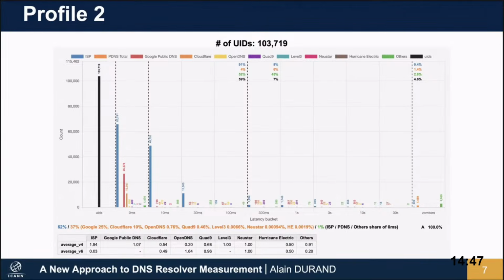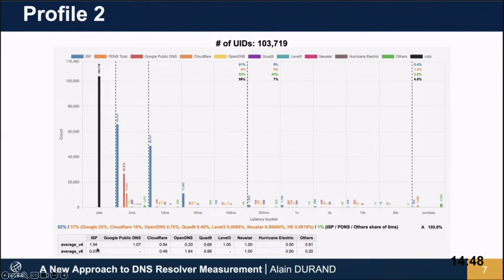This profile also uses mostly the ISP. So 62% of queries go to the ISP, and another 37% go to public resolvers. But the queries to the ISP, in blue, are repeated within 10 milliseconds and 30 milliseconds. So if you total this within the first 100 milliseconds, we have 91% of the queries being repeated very, very quickly. So every single query is repeated. Is it because there is a farm of resolvers and both resolvers in the farm are sending the query? Possibly.